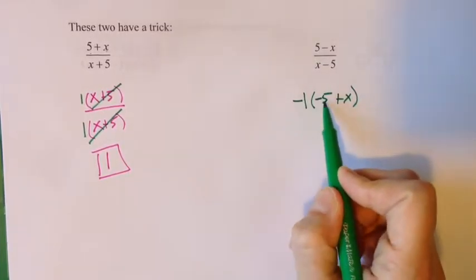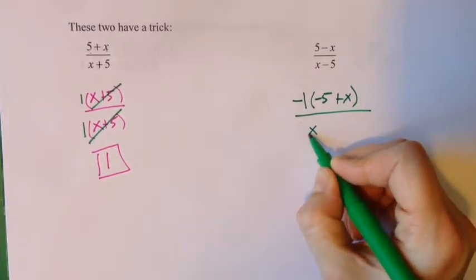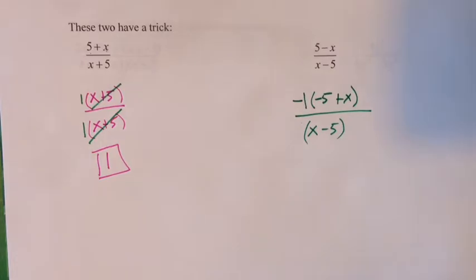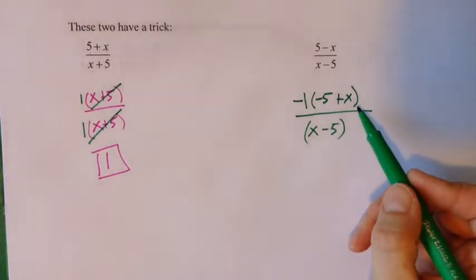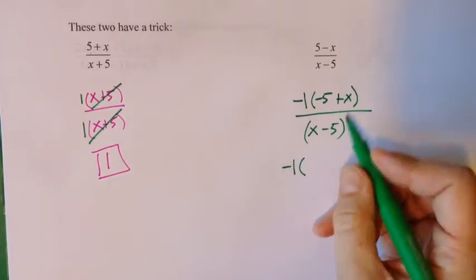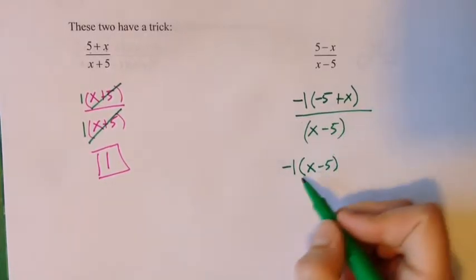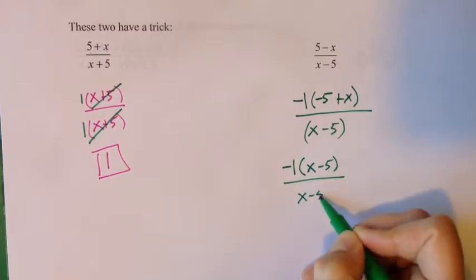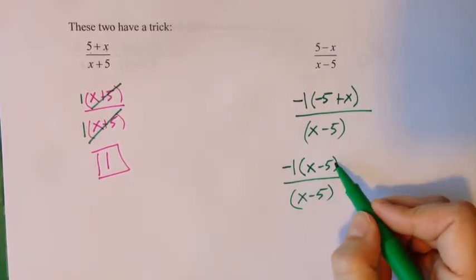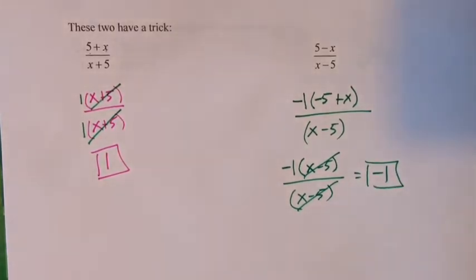That way, if I distributed the negative 1 back through, I would end up with what I started with. And on the bottom, I've still got this x minus 5. Finally, it looks like if I rearrange the top piece, it'll be the same as the bottom piece. I have negative 1 times x minus 5, which is the same as negative 5 plus x, all over x minus 5. Now I can see that when I cancel the x minus 5's, I'm going to end up with a negative 1.